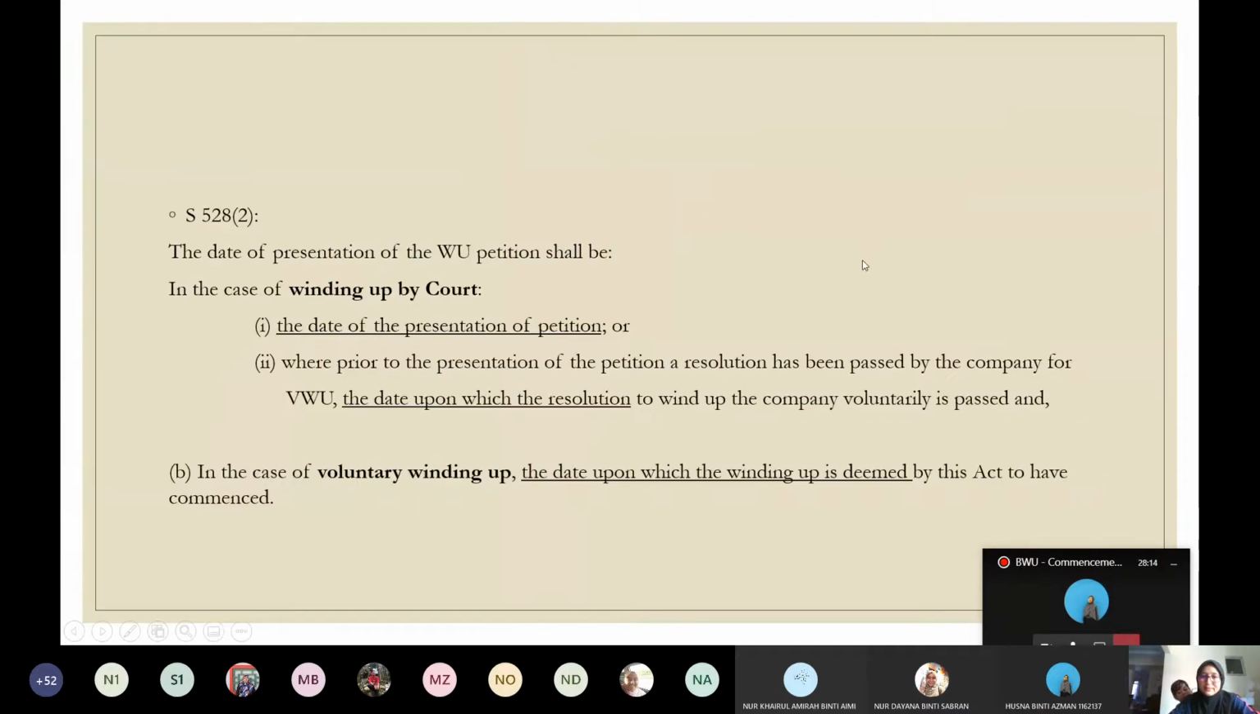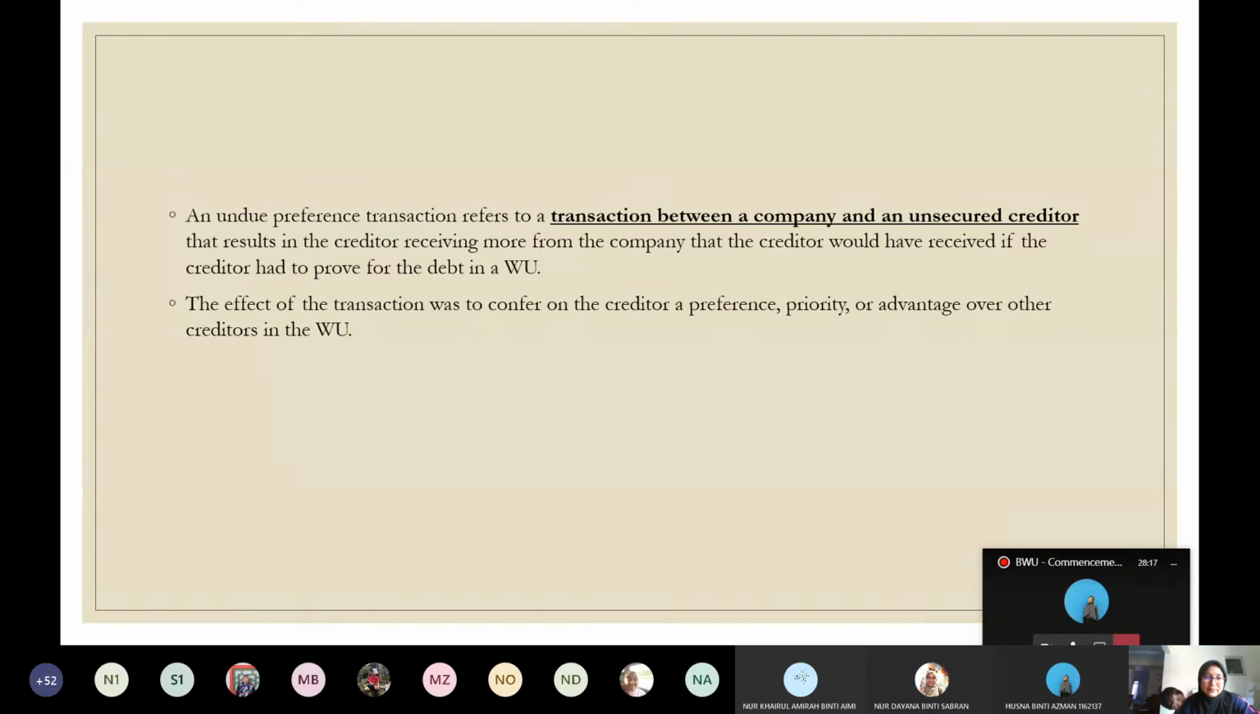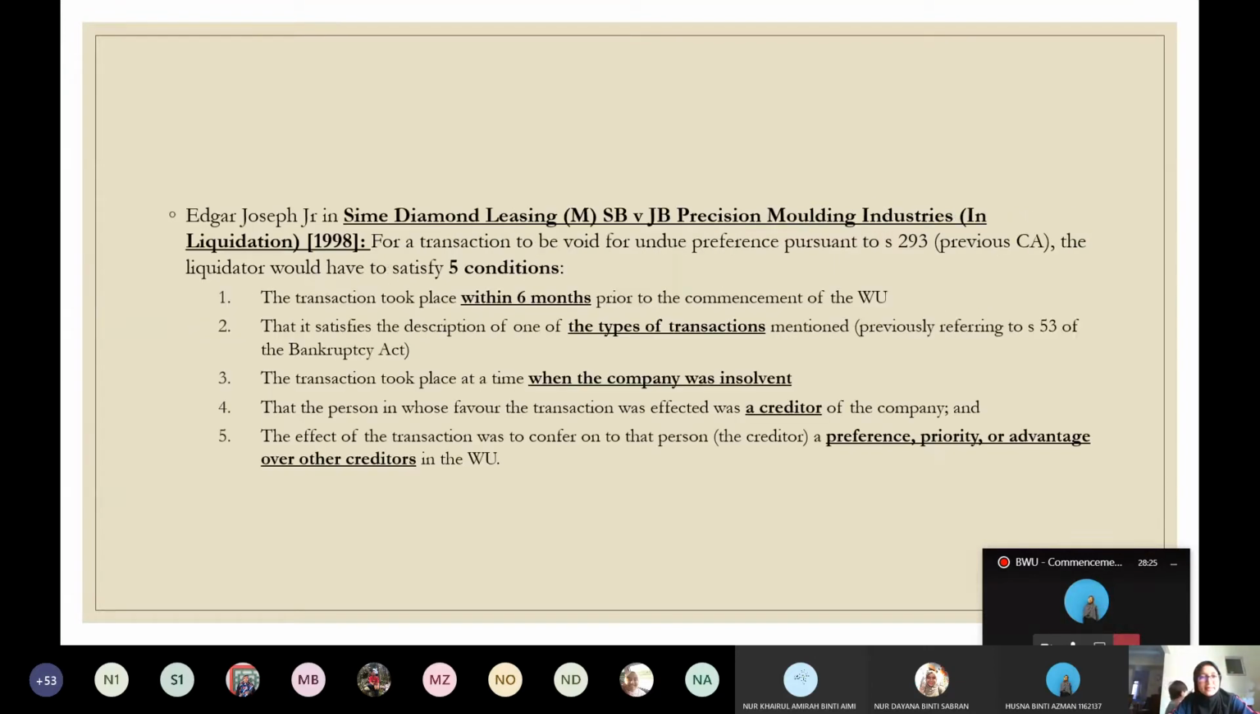So this one is about timing. Okay, I think this is just an explanation. So this case explains the conditions under section 5 to 8. It says this is a case from 1998, prior to the amendment to the Companies Act, but the provision is the same. So it says there are 5 conditions under the provision.